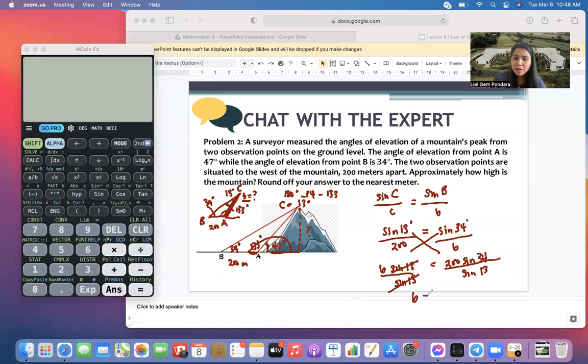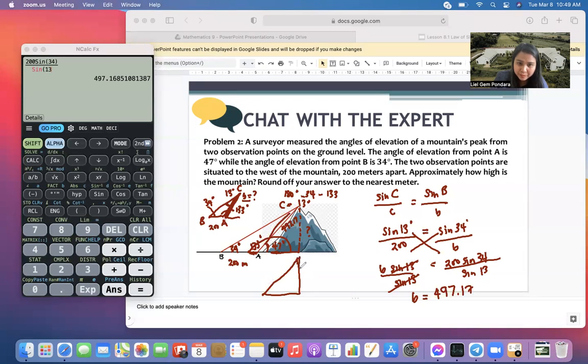So what is now the answer for B? We have 200 sine 34 over sine 13. The answer is 497.17. So this one is 497.17. Next, let's draw our right triangle now.